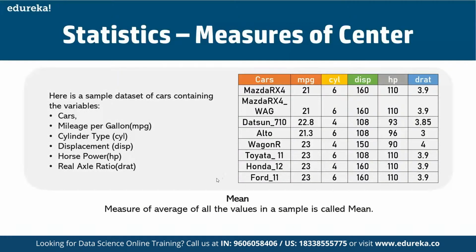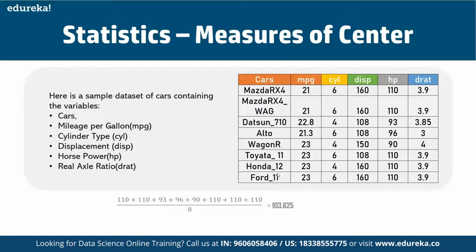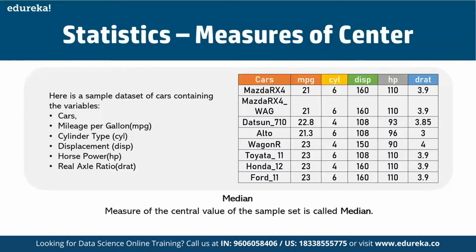I'm sure you already know how to calculate the mean of a value. Mean is basically average. In this example, we are just taking this particular column called HP from a cars data set. Here we've taken the HP value, horsepower: 110, 110, 93, 96. How do you calculate the average? Add all these values and divide by the total number of rows, which is 8, and you get the average of 103. This is called the mean. How do we find the median? The median is basically the measure of the central value.